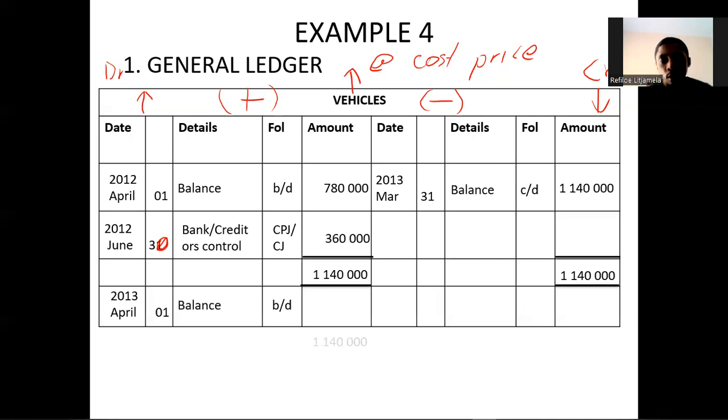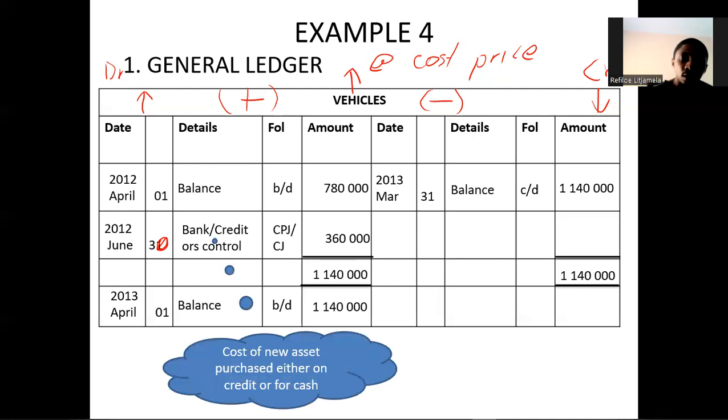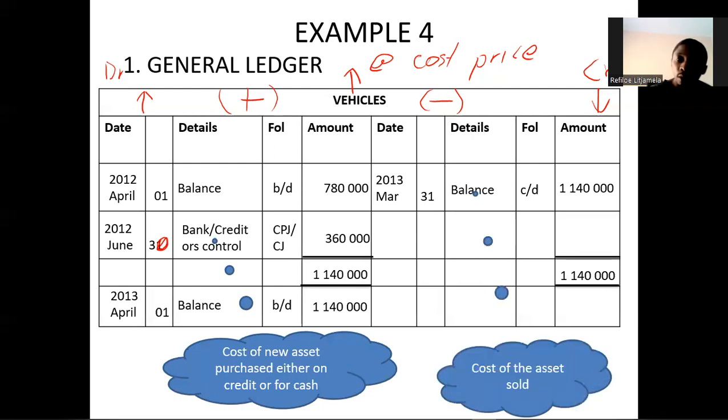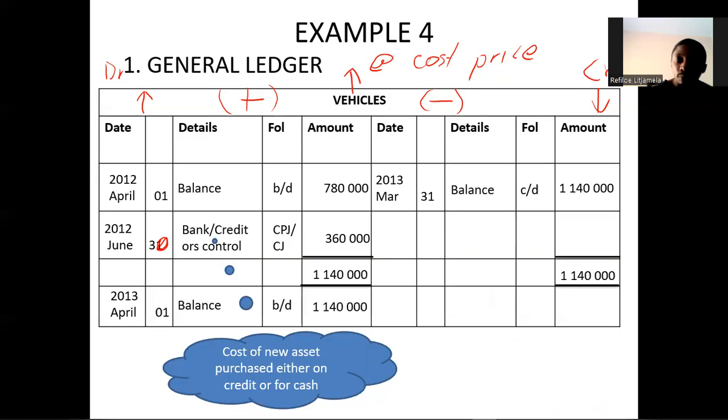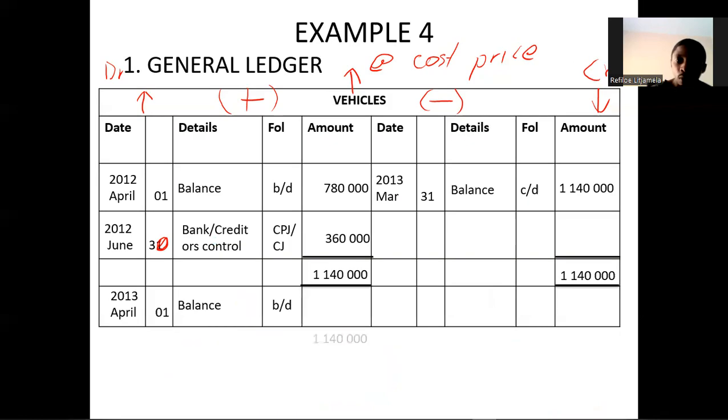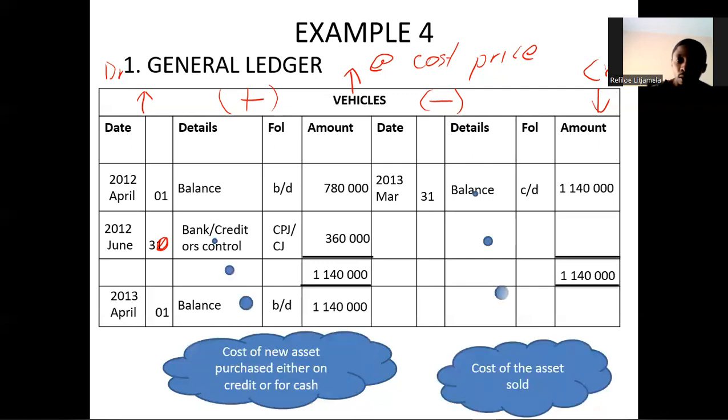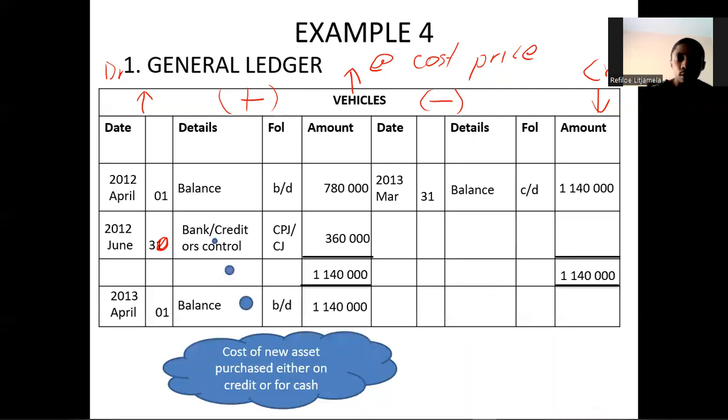Okay, get the totals, meaning that our vehicles in the new financial year will be 1,140,000. Please note that that will be the cost of the new vehicle. So the cost of the new vehicle will be on the debit side, whether we purchase it cash or on credit. Please note that had we sold the vehicle, we would have the cost price of the vehicle sold on the credit side. But in this case, we did not sell any vehicle. Therefore, there's no reason for me to put that there, so I'll choose to take it out.